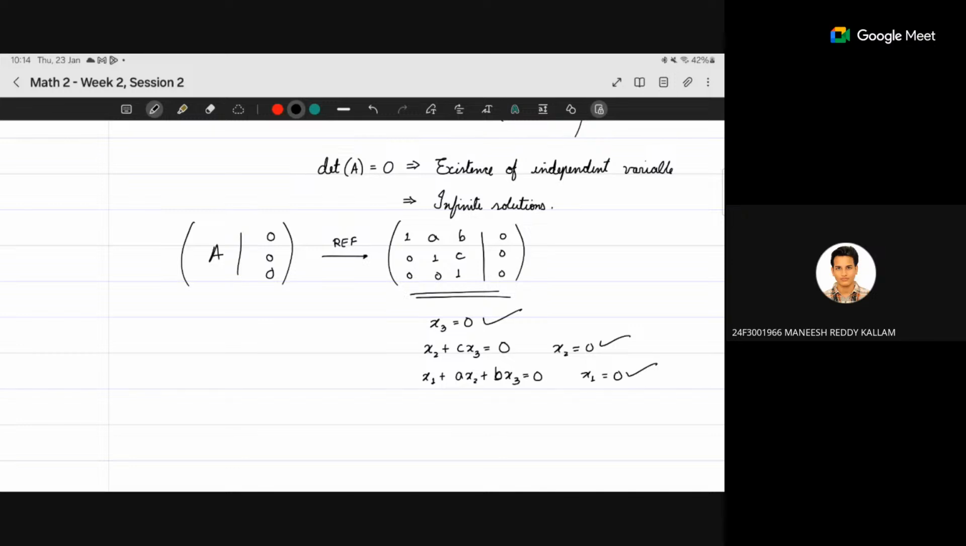So the main point is that if you start out with the determinant 0 matrix, the REF will be an upper triangular matrix, and the RREF will be the identity matrix. Yes, sir. Clear, sir. Okay. Thank you. Other doubts?